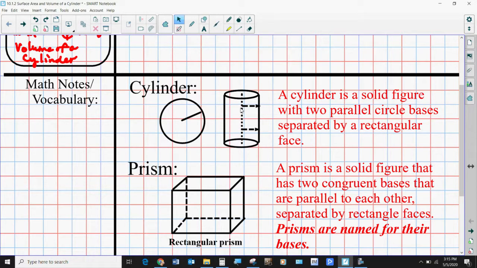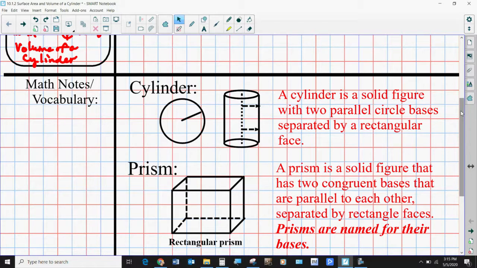If you ever take a label and peel it off of a soup can, you'll notice that that is the shape of a rectangle. So this lateral face that wraps around the cylinder is actually a rectangle, which is connecting the two circular bases, one on the top, one on the bottom.